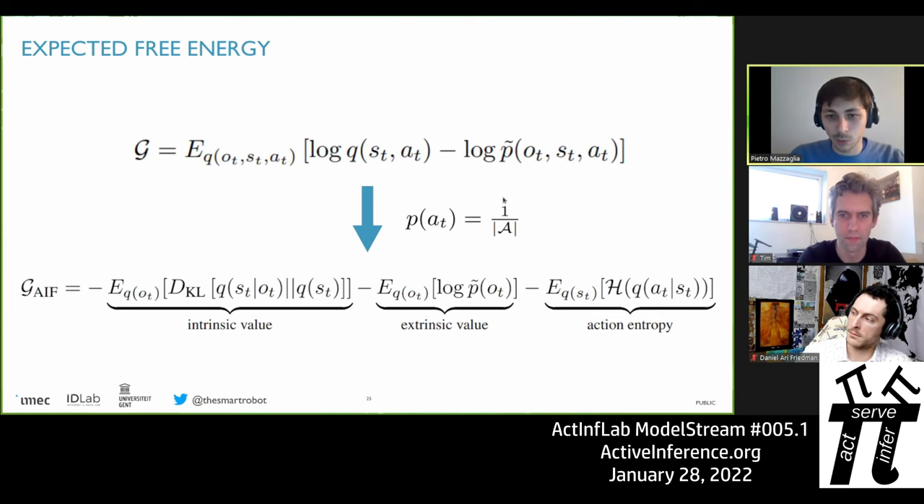In this way we obtain an action entropy term, and then the rest, the intrinsic value, is the same epistemic value that we've seen before, the one that should lead the agent to explore the environment more, or to reduce its ambiguity about the environment. And then we have the extrinsic value, which is basically rewards, or just a way to get closer to the actual preferred outcomes. So the value to pursue in order to minimize distance from the preferred outcomes.